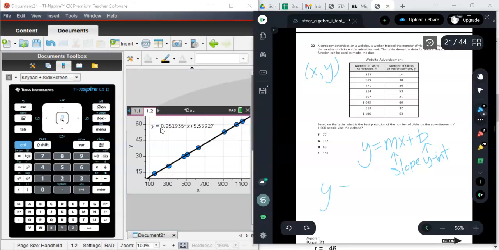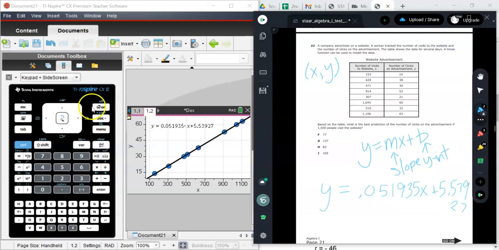So I've got y equals 0.051935x plus 5.539, and I'll just write the 27 down here because I ran out of room.